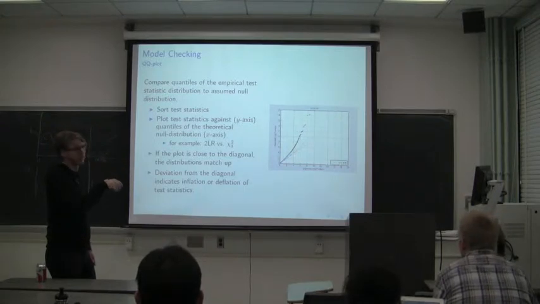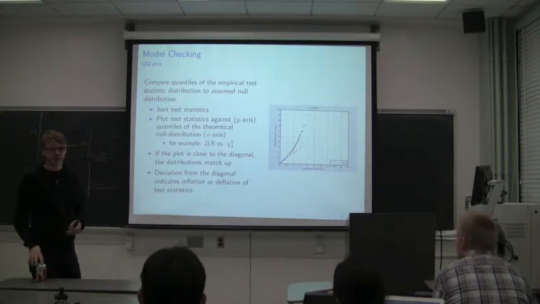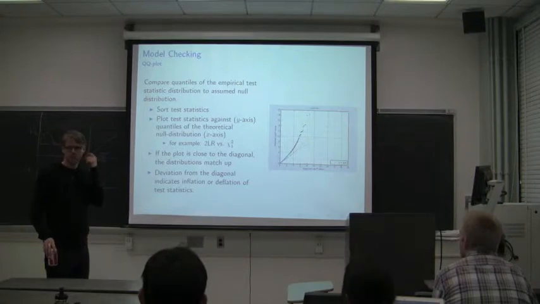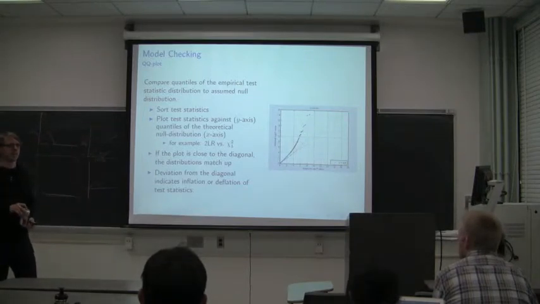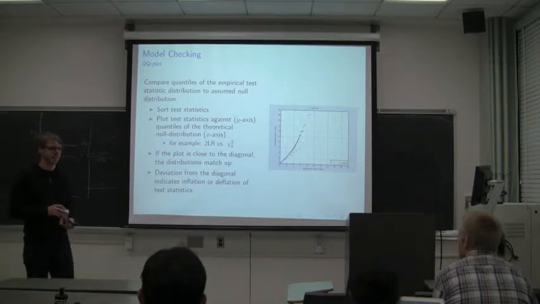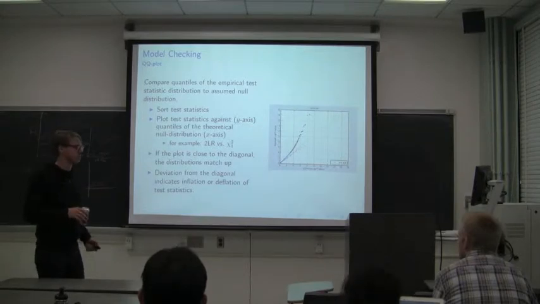It can also go the other way. If it goes the other way, it means that my p-values are mostly close to 1. Then I'm basically too conservative. Even if everything is under the null, I wouldn't call anything significant.